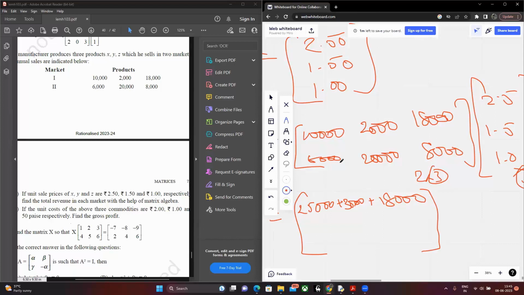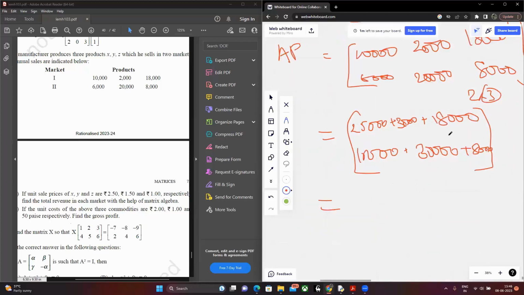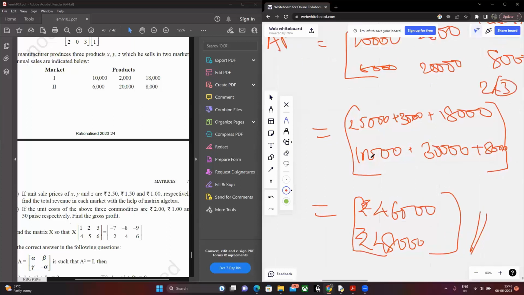6,000 times 2.5. 4 is 10, 6 is 2.5. So this is going to be 15,000. Plus this is 20,000 and 1.5. That gives you 30,000. 25 plus 18 is 43, and 43 plus 3 is 46. So you have a net revenue in market one of 46,000 rupees, which is an implied unit over here because you're multiplying the cost. And over here you have 10 plus 30, that's 40, we'll say it is 48. So you have a net revenue of 46,000 in market one. Wait a minute. It's not 10, it's 15.